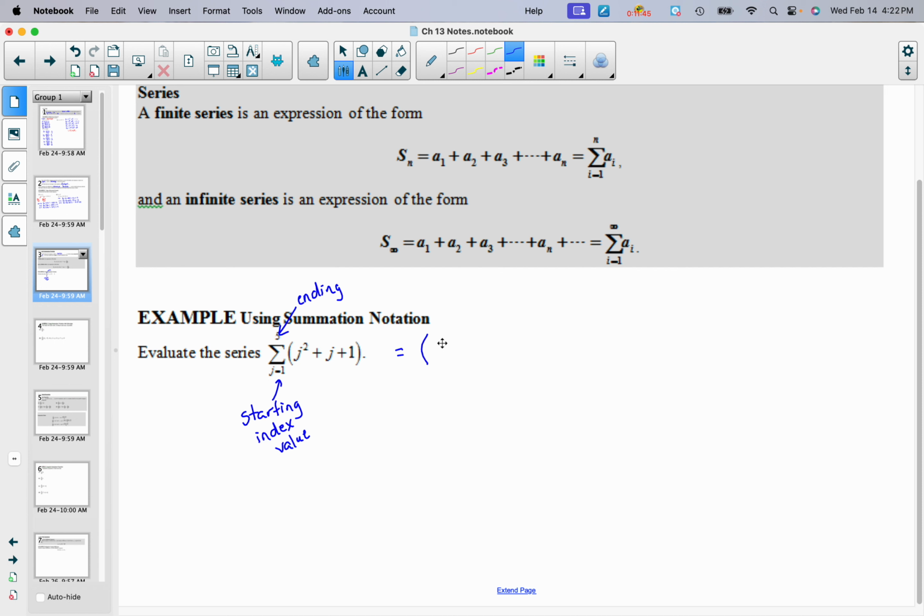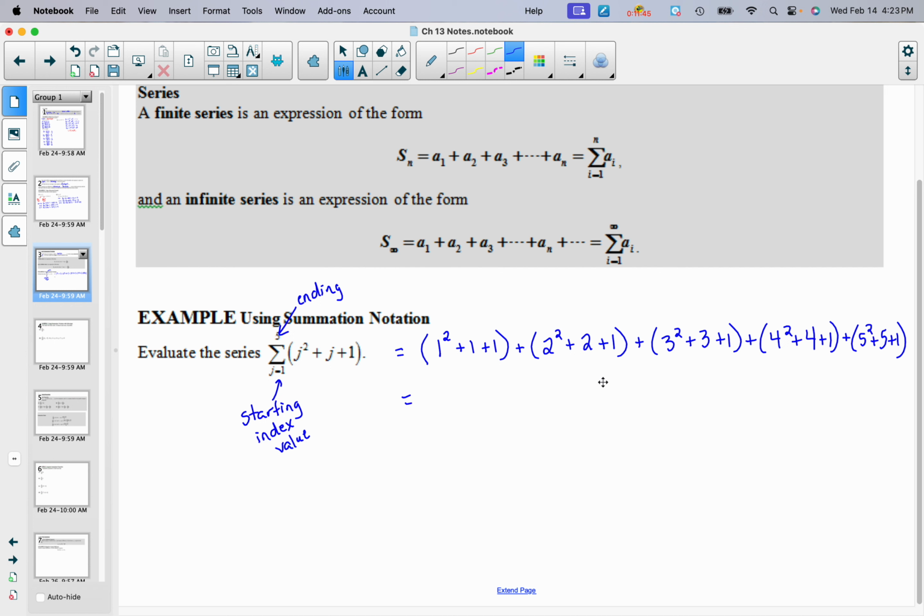If I want to evaluate this, I'm going to take 1 squared plus 1 plus 1. Then I add the next term. I go to the next number, which is a 2, because I'm going from 1 up to 5. So we take 2 squared plus 2 plus 1, because I'm just letting j equal 2. Then I let j equal 3, so I get 3 squared plus 3 plus 1. Then 4 squared plus 4 plus 1, and then 5 squared plus 5 plus 1. Then I stop because that's where it told me to stop.